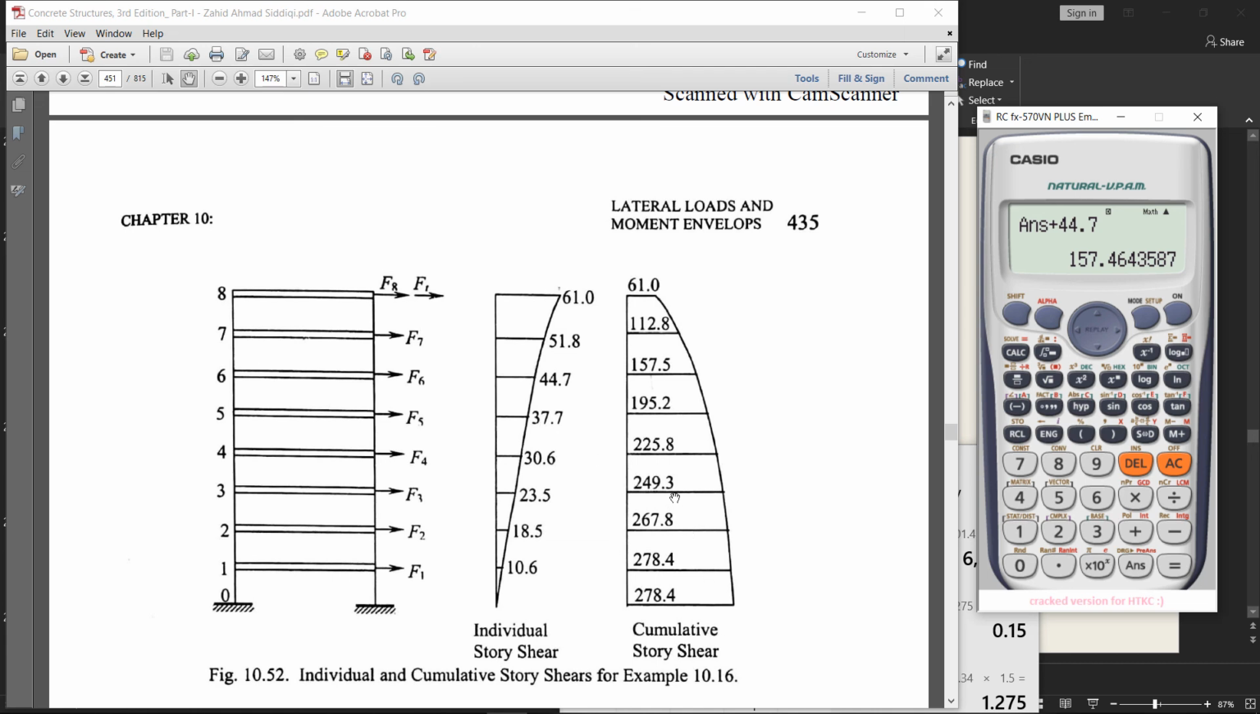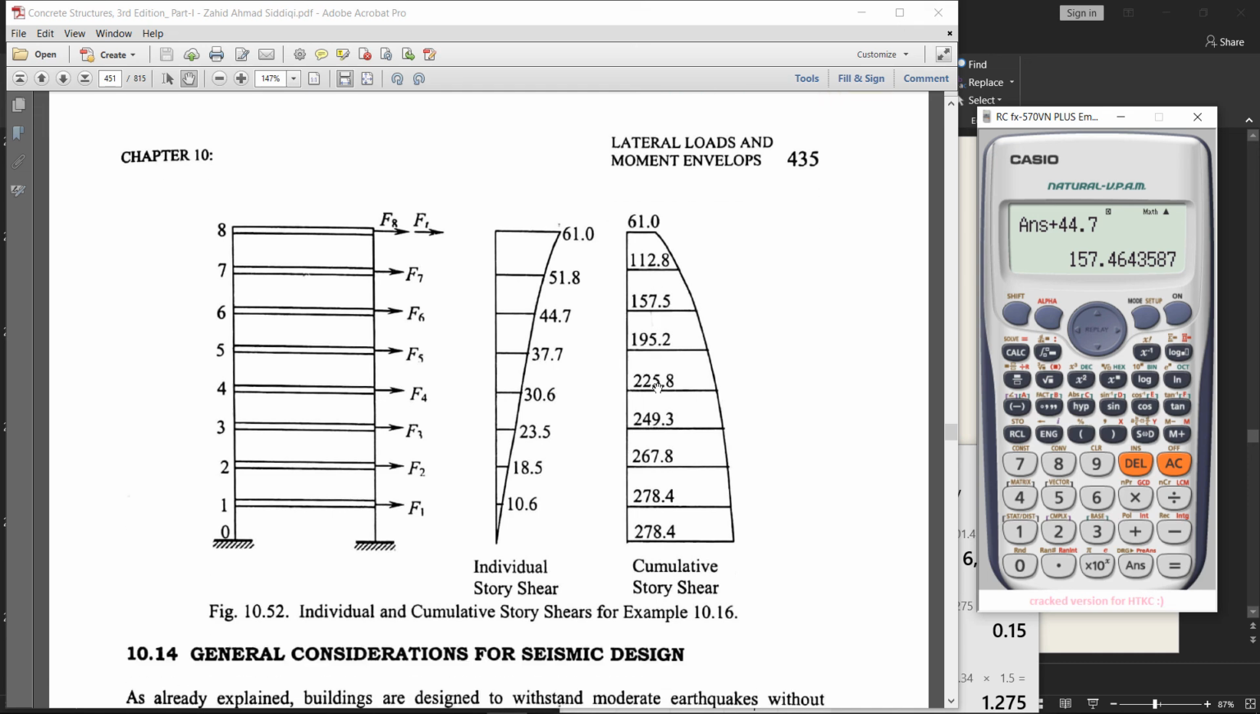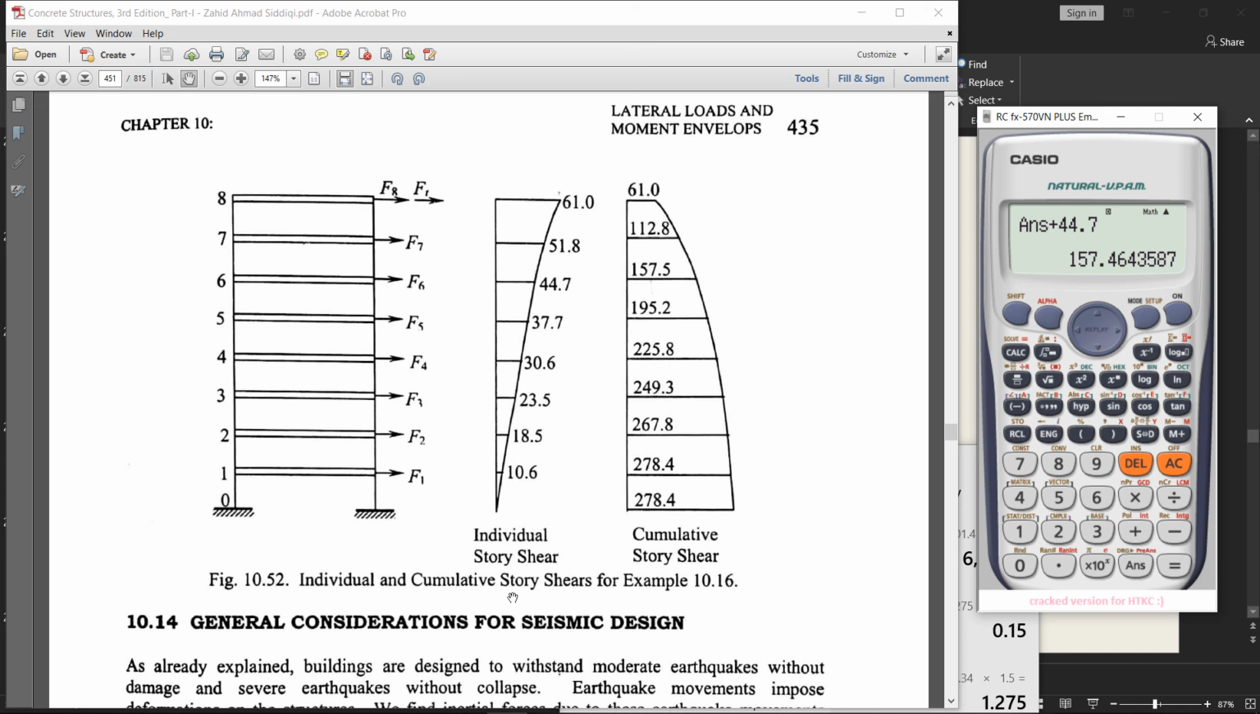So that's why it can resist the forces in the upper floors. So that's the individual and cumulative story shear, for example 10.16.